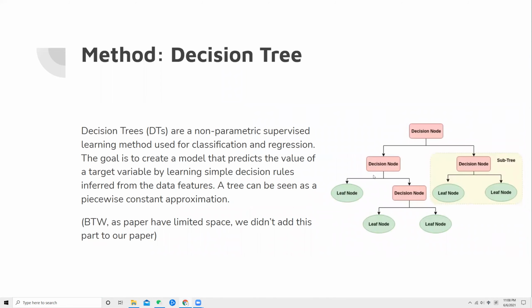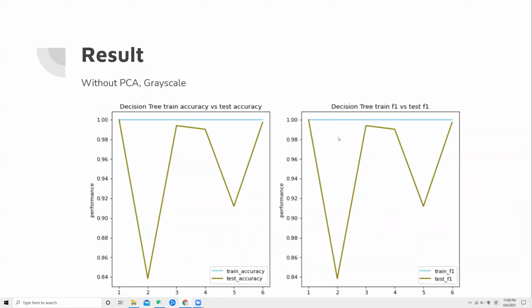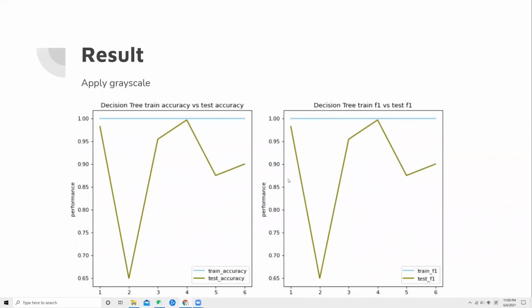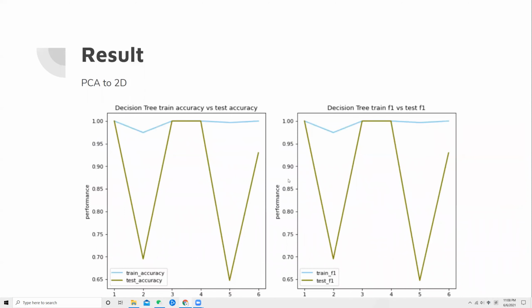And the first model we use is the decision tree, which is a commonly used supervised learning method for classification and regression. The paper has limited space, so we didn't put this part in our paper, but we still want to show our results. So this is the result on our original dataset without PCA and grayscale. As you can see, the performance is relatively good. And this is the result after applying the grayscale. And this is the result after applying the PCA to 2 dimensions.